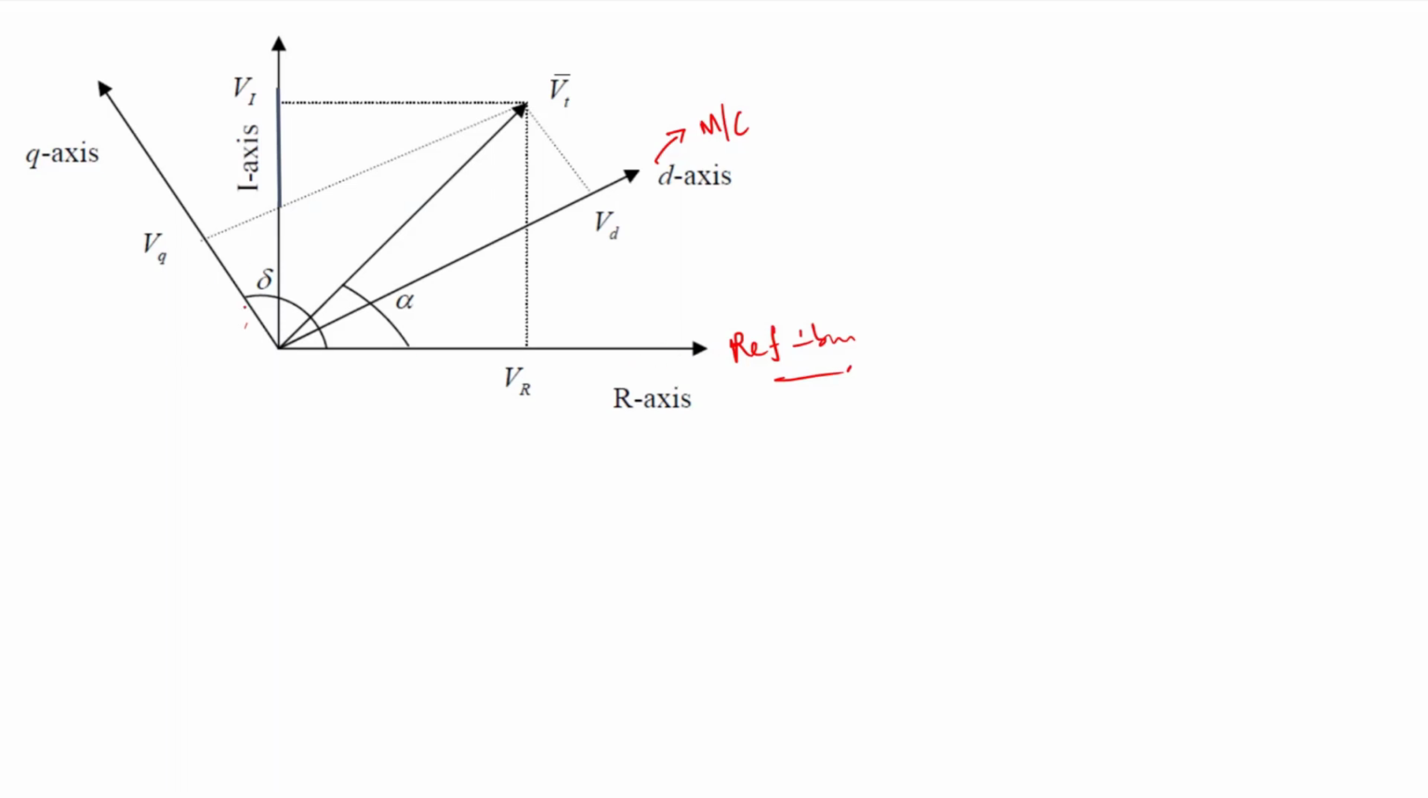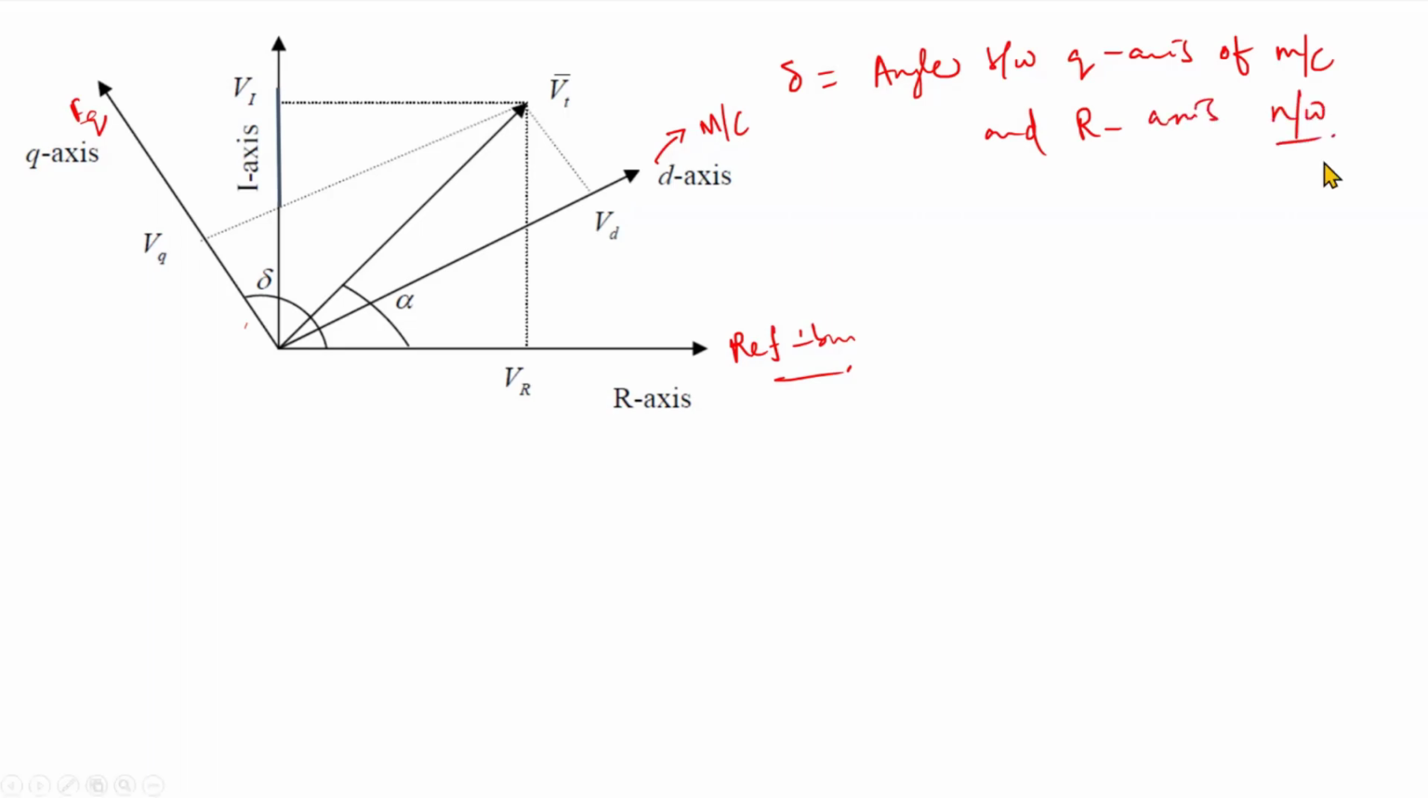So now your load angle changes. Delta is the angle between the Q axis of that machine, that is EQ, the internal voltage lying on this axis, and VR, the R axis. That means delta is the angle between the Q axis of the machine and the R axis of the network. Okay, so this is the delta.